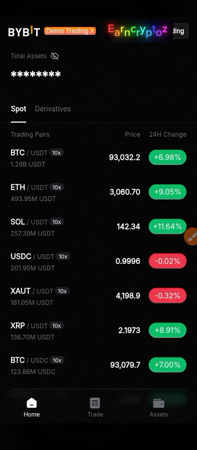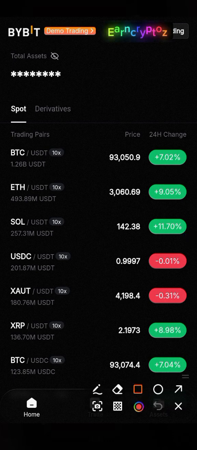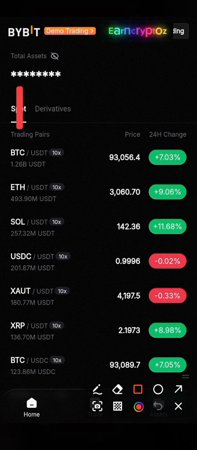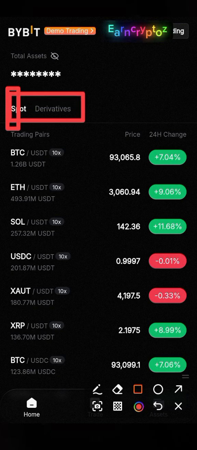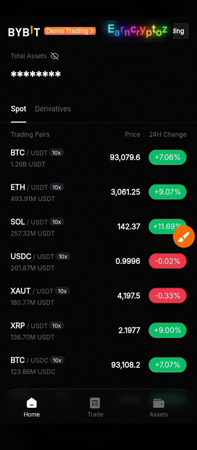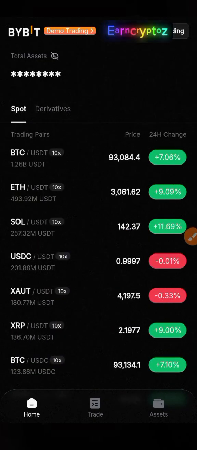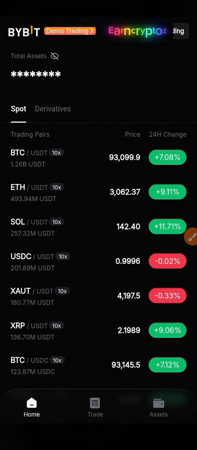Okay, so what you basically want to do is learn how to trade spot and derivatives. This is the spot option right here, and the second one is derivative. I'll just explain the difference between spot and derivative. Spot allows you to buy and hold. When the price goes up, you sell. Just like you buy gold, let's say you bought gold at $2,000, and when it goes to $4,000, you sell it and you make a profit. So that is spot trading.